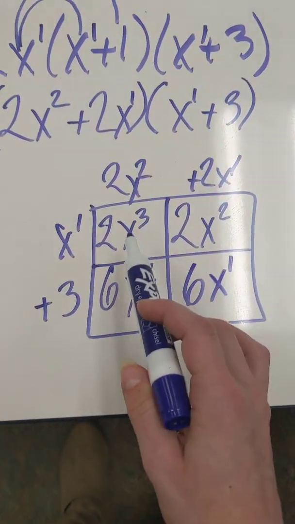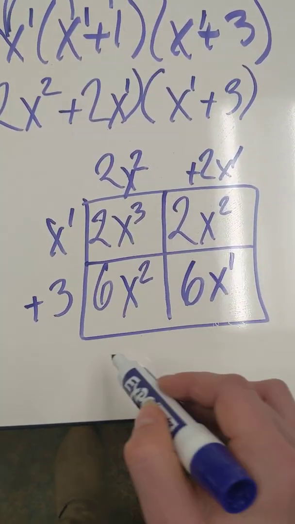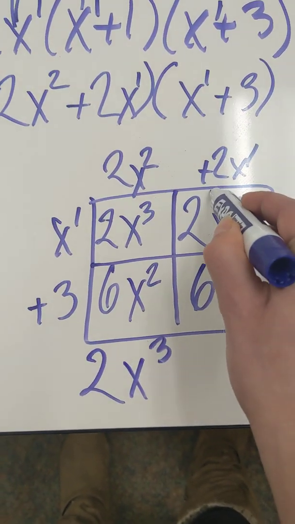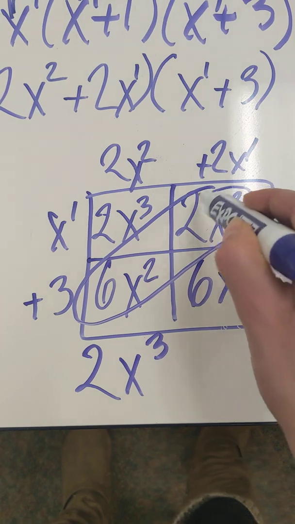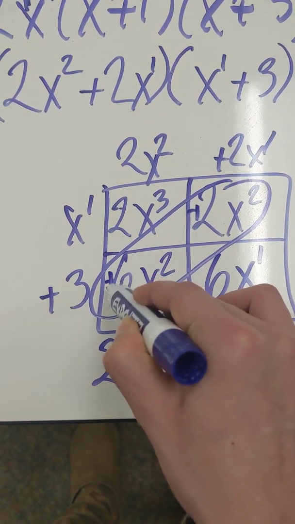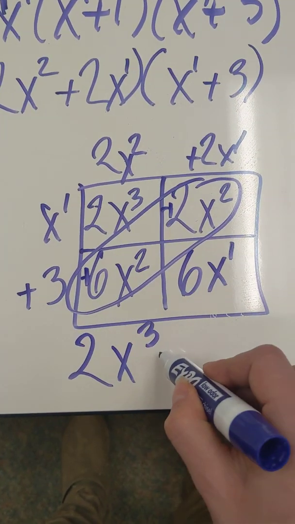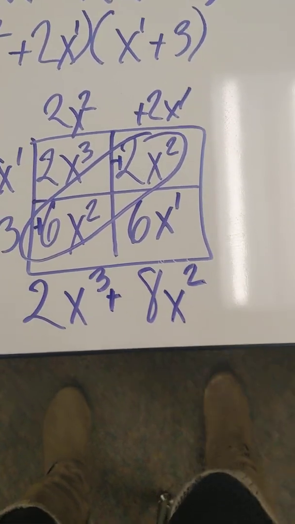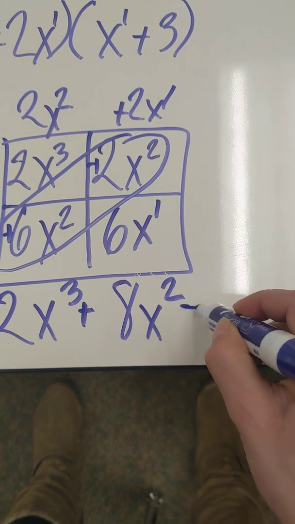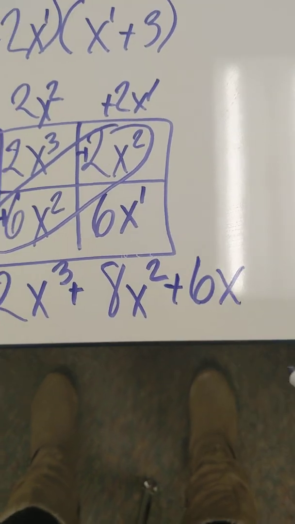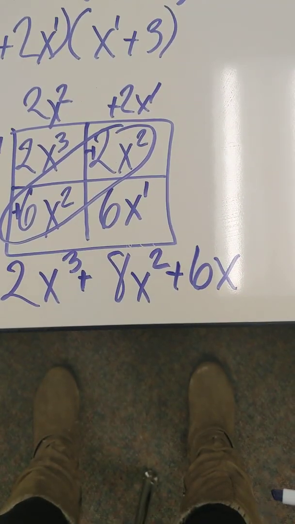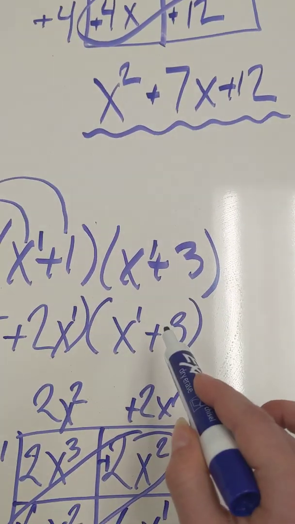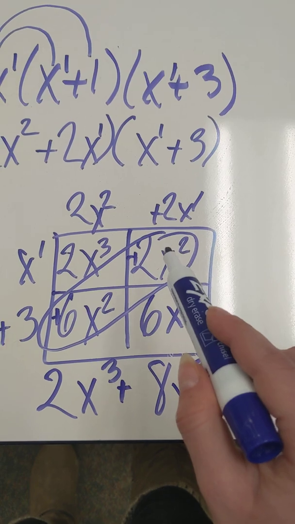Then we're going to look for like terms. So I have 2x cubed, no like terms. 2x squared and 6x squared, those are both positive. So 2x squared and 6x squared is 8x squared. Remember, we don't change the exponents when we're adding. And then our 6x to the first, or just 6x. And there's your answer. So distribute to the first set of parentheses only, leave the second one alone, make a box.